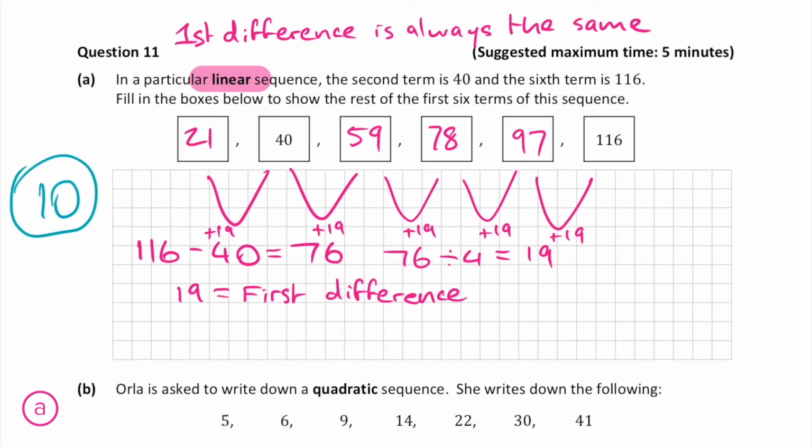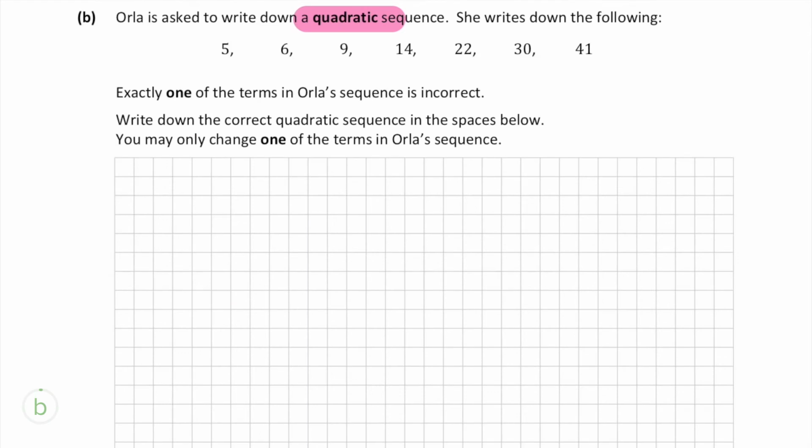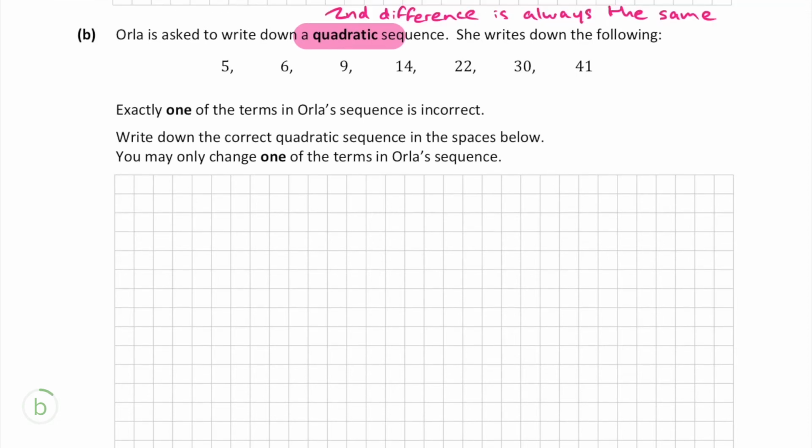Moving on to part B, we're given a quadratic sequence and told that one of the terms is incorrect. Like we did for the linear sequence in part A, we'll write down the definition of a quadratic sequence. In a quadratic sequence, the second difference is always the same. This means that unlike a linear sequence, the first difference in a quadratic sequence is not always the same.